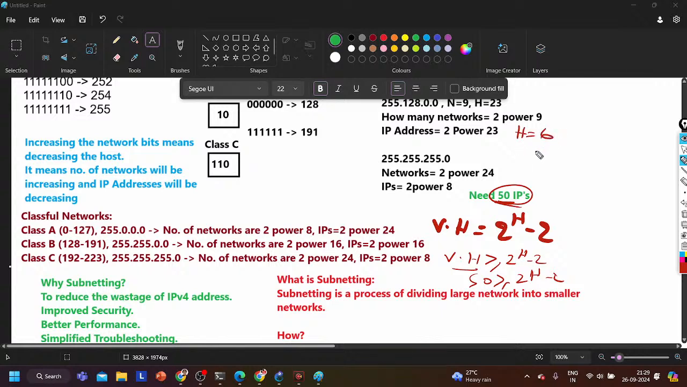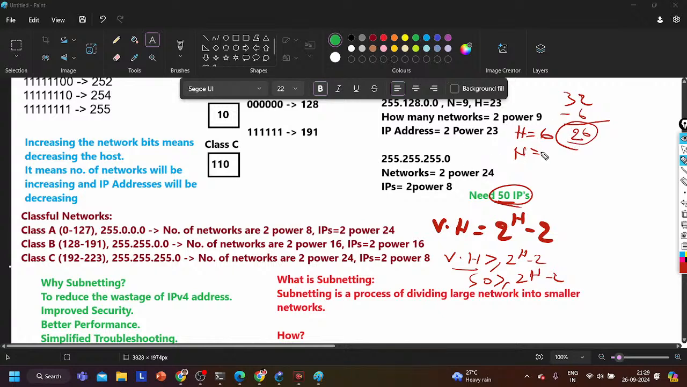If h is 6, then tell me how many network bits are there? Out of 32 bits of IP, if 6 are host bits, then how many network bits are there? 26. That means 26 bits are network.